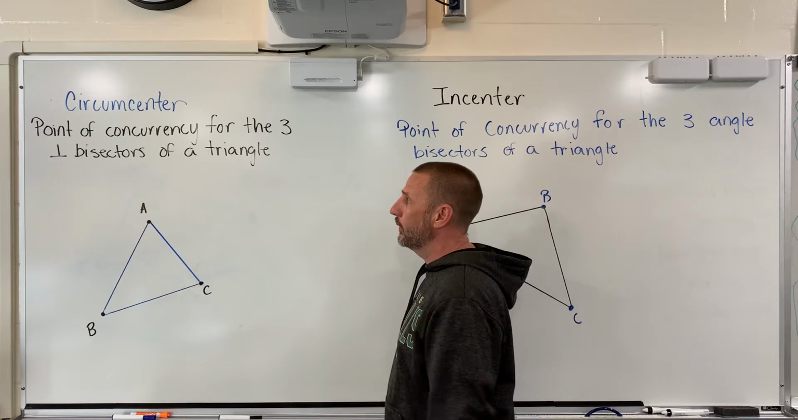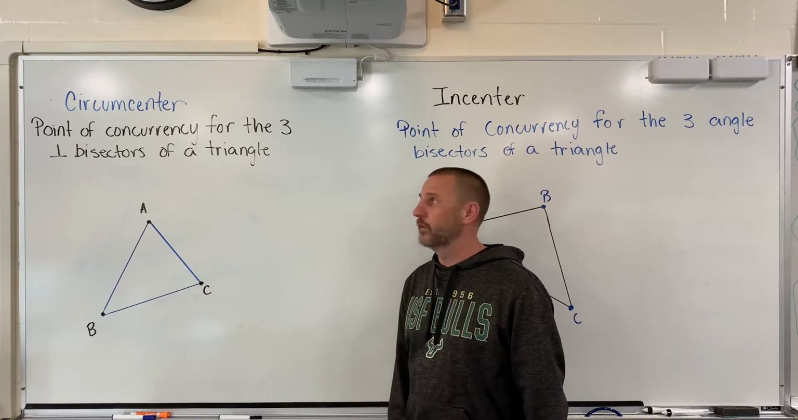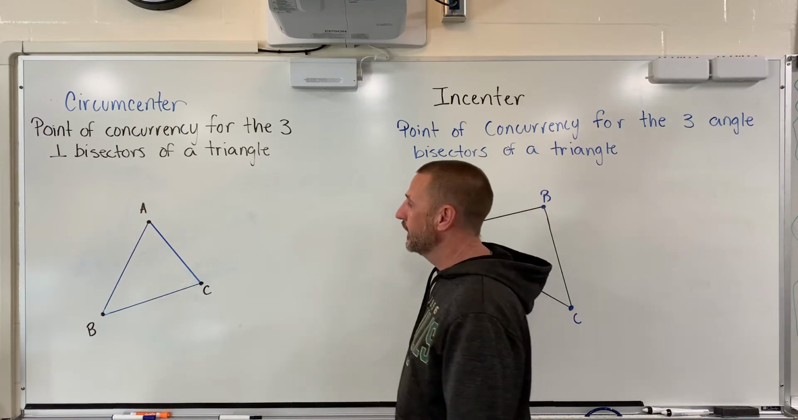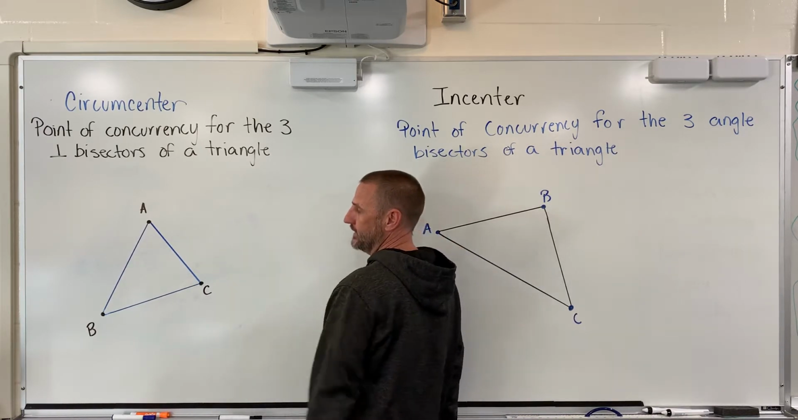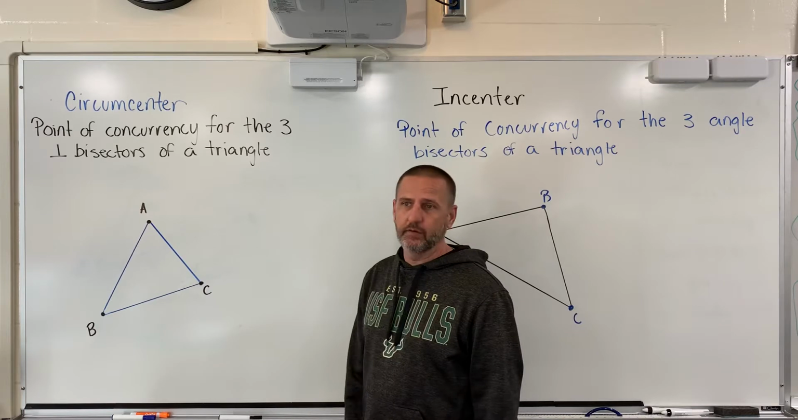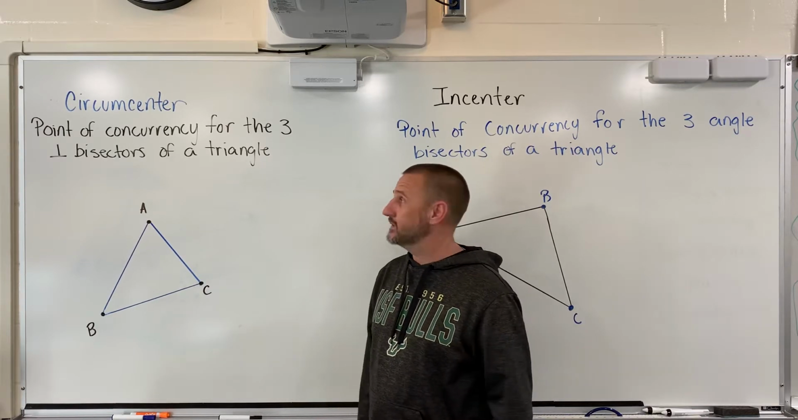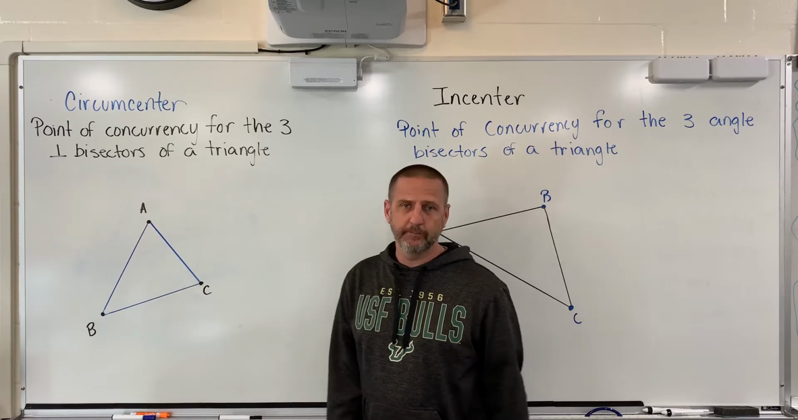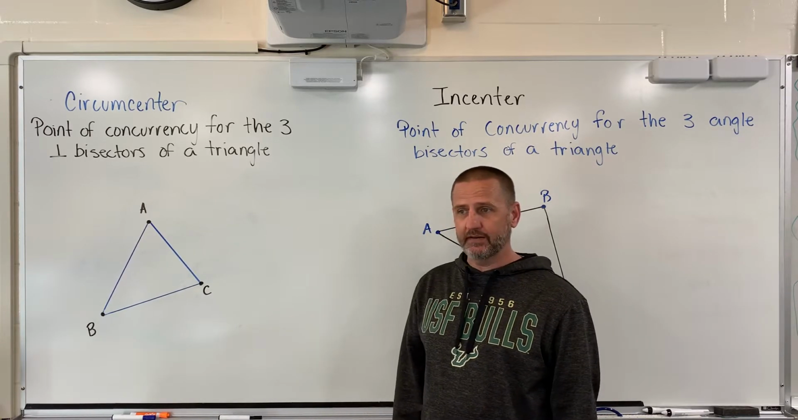So in this case, a point of concurrency that we're going to be looking for is three perpendicular bisectors of a triangle. So I'm going to find the perpendicular bisector of three sides of this triangle, figure out where they come together, and that's called the point of concurrency. And it's going to be something called a circumcenter. And I'll explain that later.